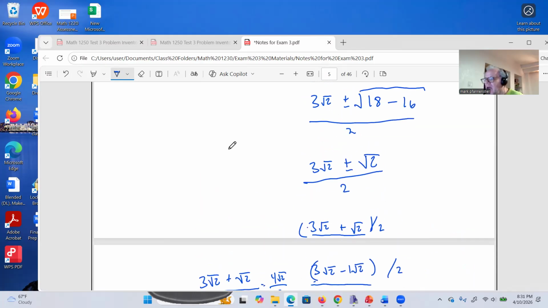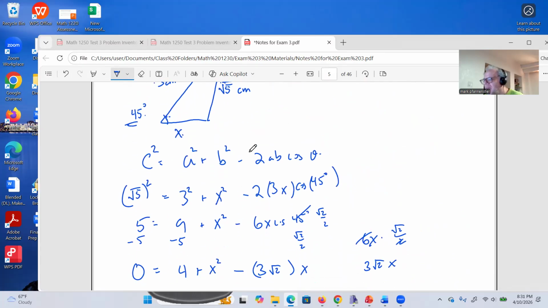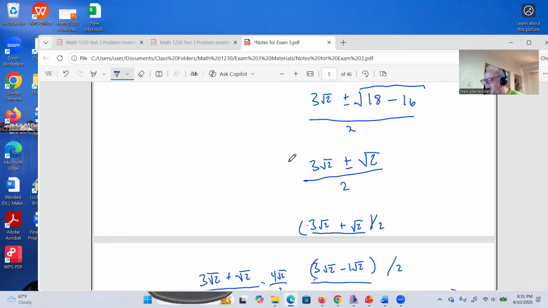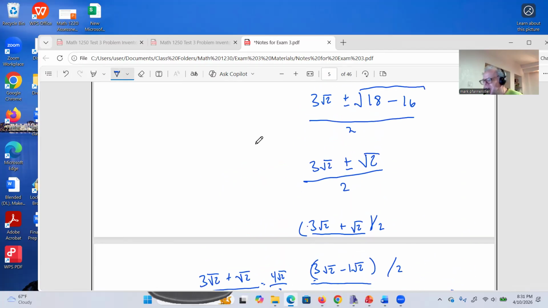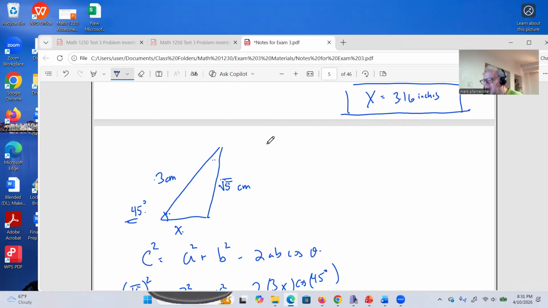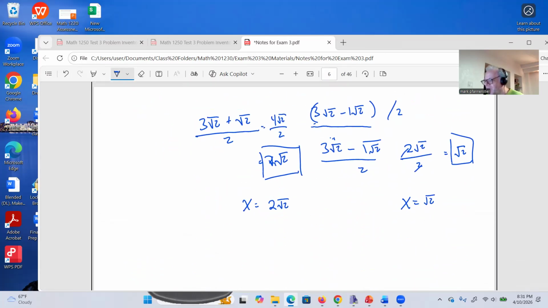All right? Go back up here. I am not seeing a fun thing here. So my x value is either going to be 2 root 2 or x equals root 2. This is in centimeters, I believe. Okay, centimeters. So we're going to get 2 root 2, or either way, centimeters.